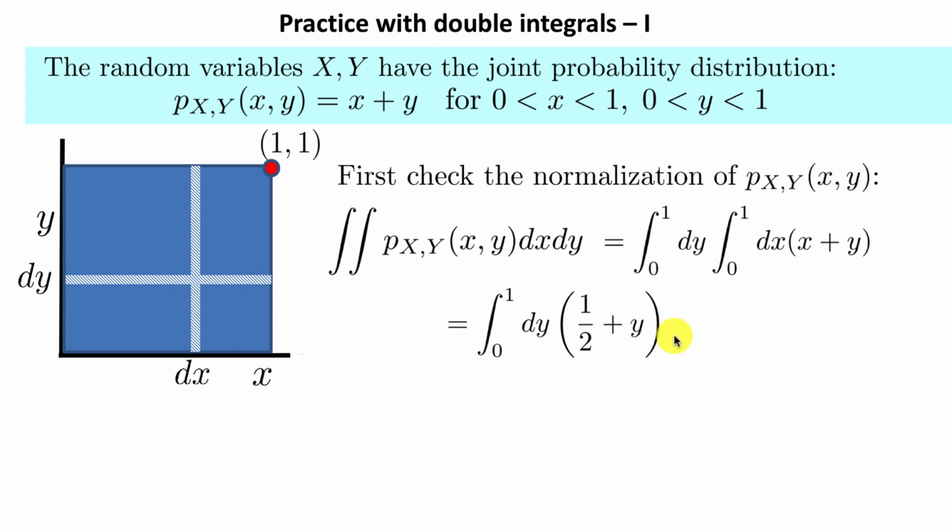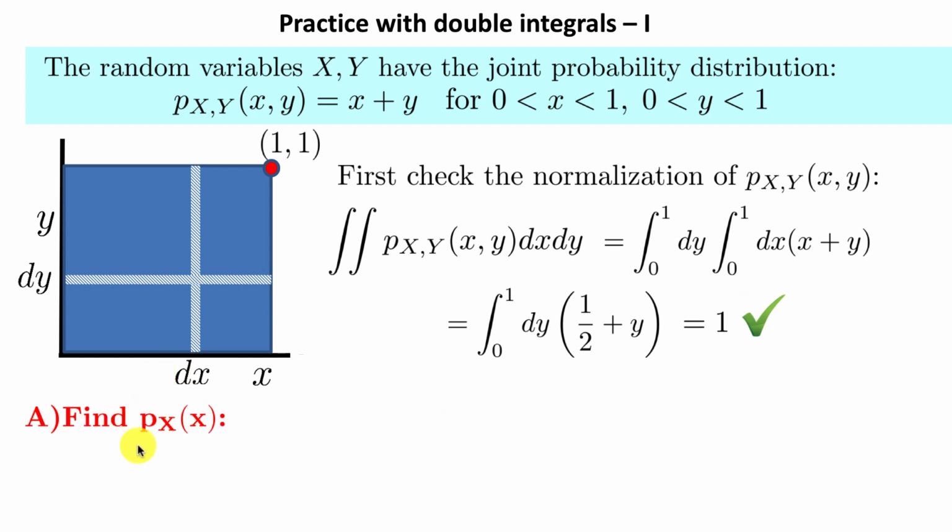Now you can integrate over y, and if you integrate half over y, you get half. And if you integrate y, well, you get y squared over 2, and that gives you half as well. So you get half plus half, and that's equal to 1. That's the way it should be. If you reversed x and y over here, again, of course, you would get 1. Now let's come to the first part of the problem.